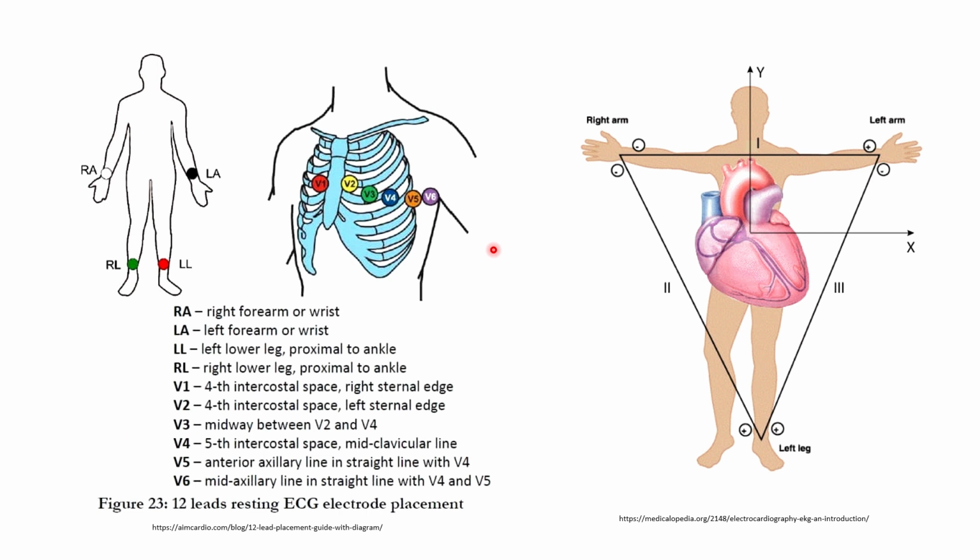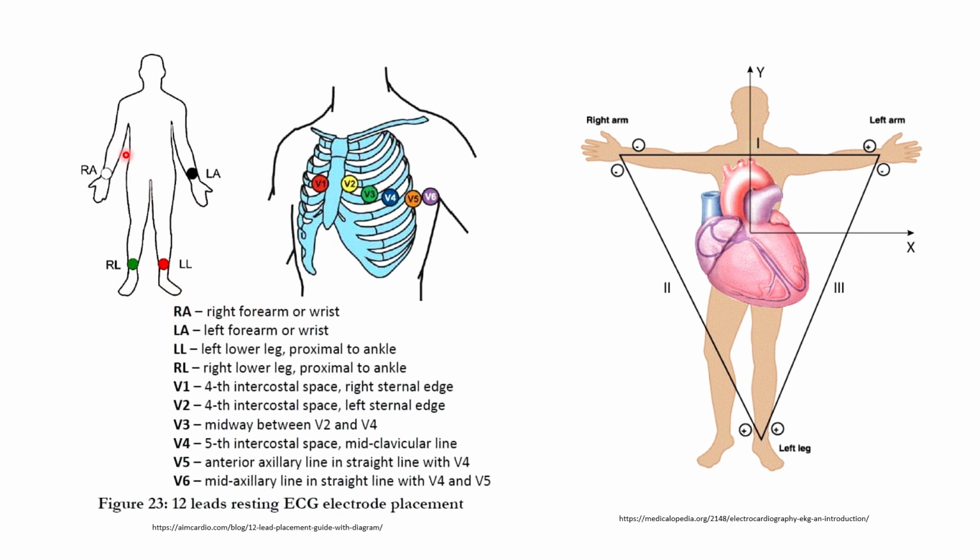I will explain it. First of all, we have two types of lead. One is called the limb leads, the ones we put on the limbs of the patient, and one is called the chest leads, or we also call them precordial leads. We put them on the patient's chest.